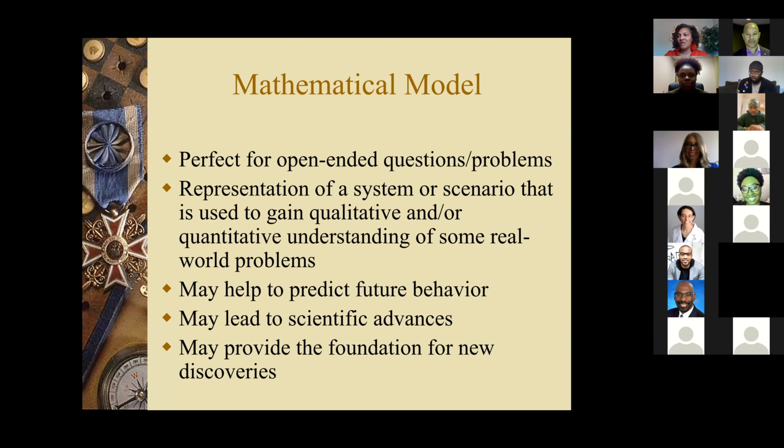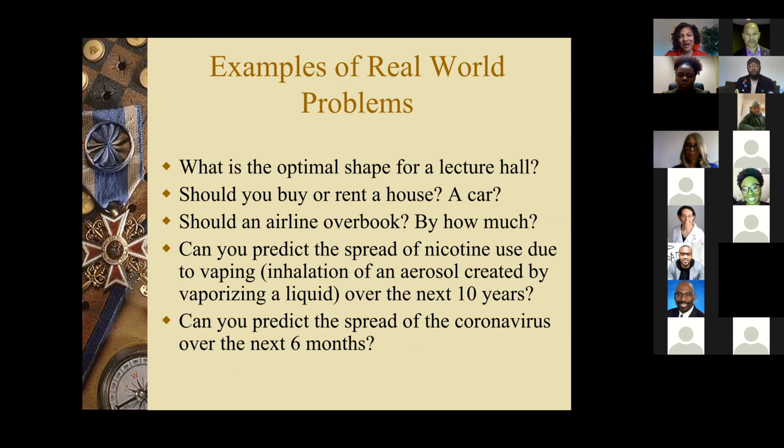Just so you'll know what's next in our overview is the mathematical model, and they are perfect for these open-ended questions or problems. They give a representation of a system or a scenario that is used to gain qualitative and/or quantitative understanding of some real-world problems. And that goes back to what Paul said earlier, it doesn't automatically have to be mathematics bound, and that's where that qualitative aspect comes into play. It may help you to predict future behavior. It may lead to these scientific advances, and then it may even provide the foundation for new discoveries. And as a matter of fact, these mathematical models have been utilized for all of these purposes that you've seen on the screen. Now, what are some examples of some real world problems?